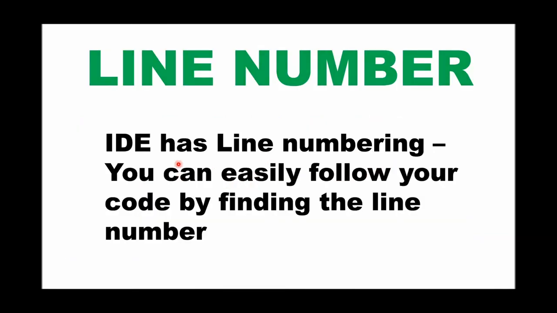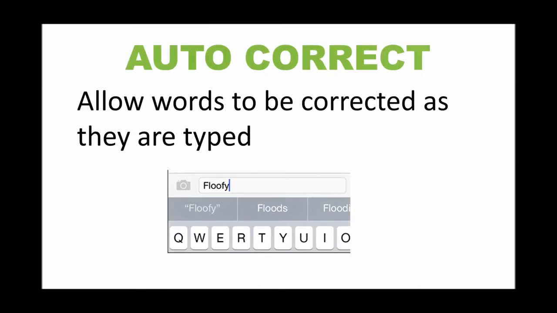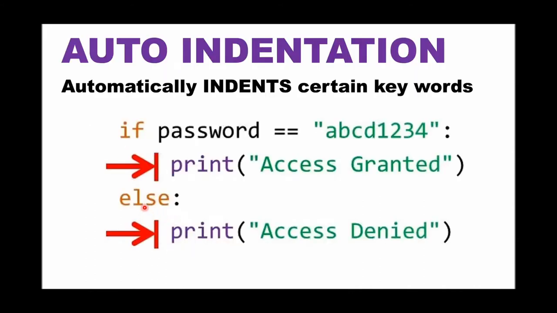Line number. An IDE has line numbering. You can easily follow your code by finding the line number. Auto color coding. Color coding makes it easy to identify reserved words that are the special words used by the IDE. Auto correct allows words to be corrected as they are typed. Auto indentation automatically indents key words. Look, print is indented in this if statement.